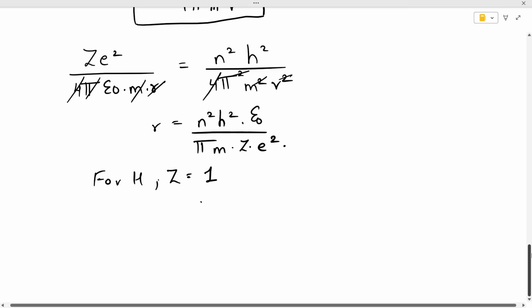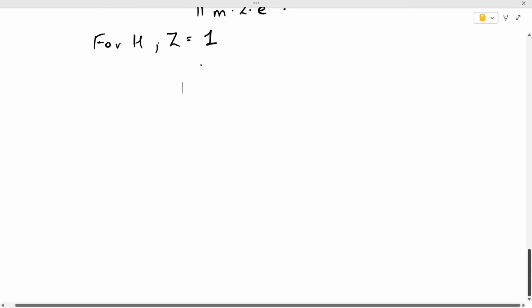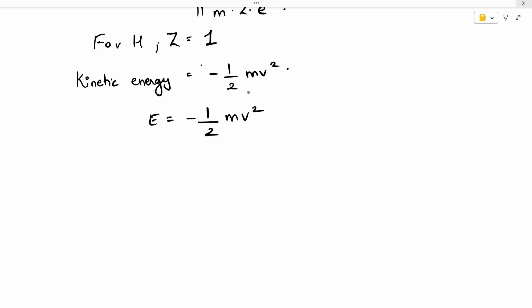Now the atom will radiate energy when it jumps from one orbit to another. When it comes from a higher orbit to a lower orbit, at that time it will radiate energy. Now let us look at the kinetic energy of the electron. Kinetic energy will be equal to minus half m v square.